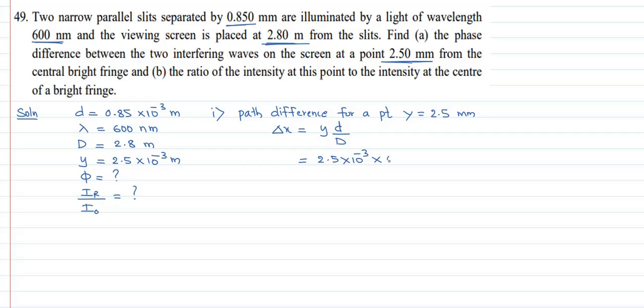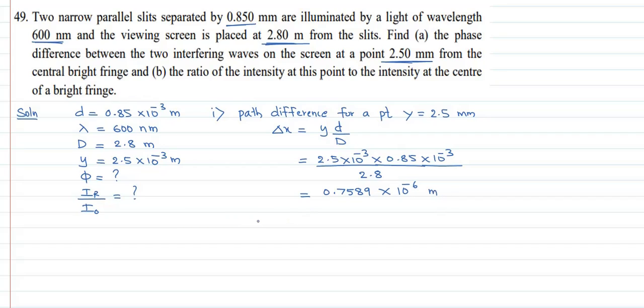Small d is 0.85 into 10 raised to minus 3, whole divided by capital D. So 2.8. So if you simplify, you will have 0.7589 into 10 raised to minus 6 meters.